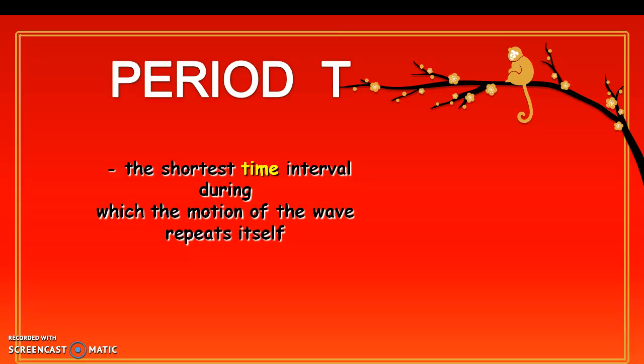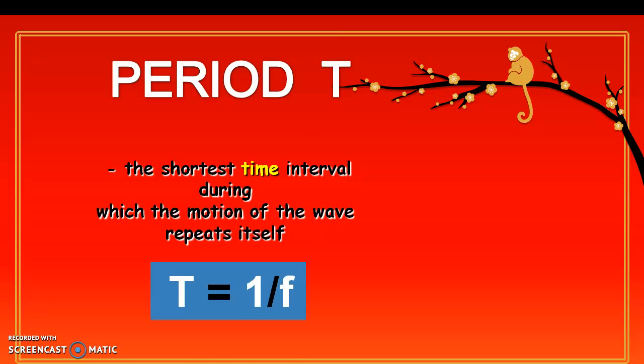2 cycles means 2 periods. 3 cycles is equivalent to 3 periods. 1.2 cycles is the same thing as 1.2 periods. Half a cycle is the same thing as half a period. But period is the time taken for a cycle, just one cycle.